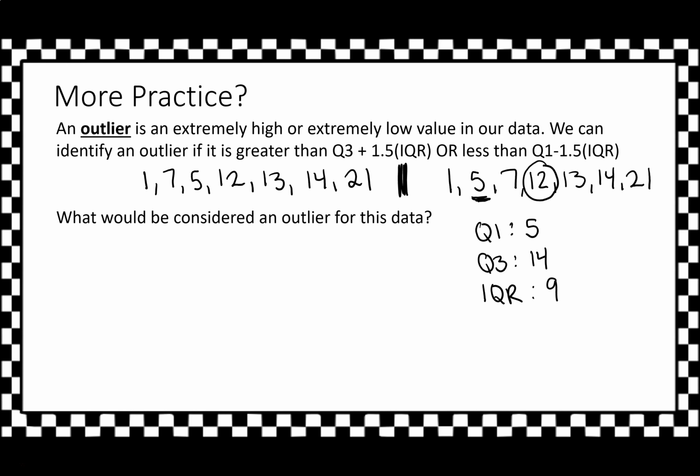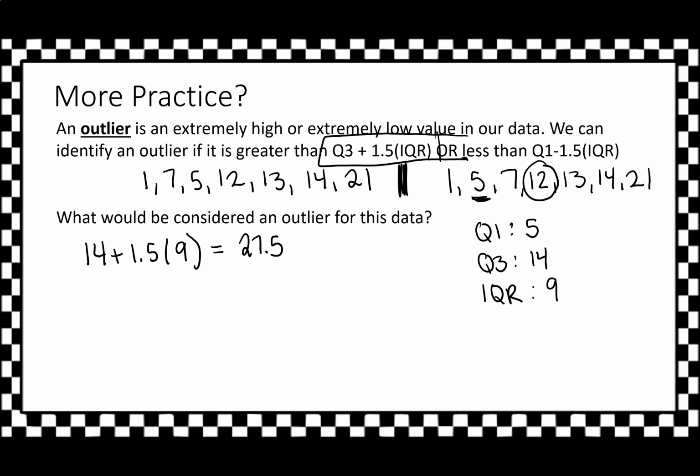All right, let's go ahead and do our upper. My upper is going to be my Q3, which is 14, plus 1.5 times my IQR of 9. Calculator says it is a 27.5.